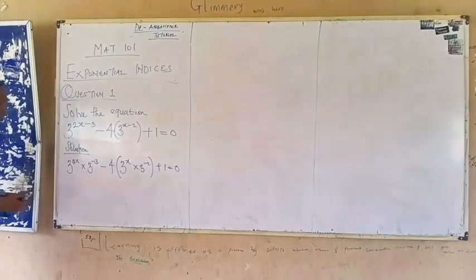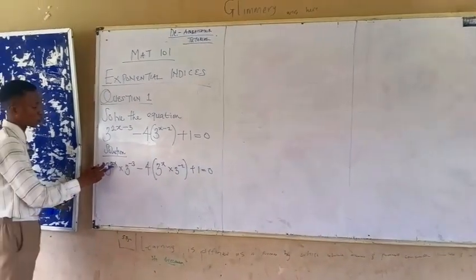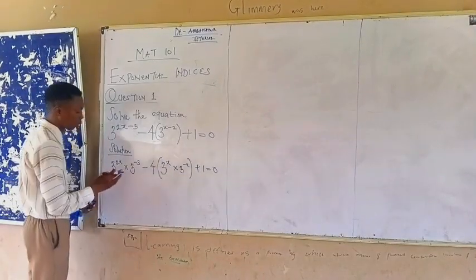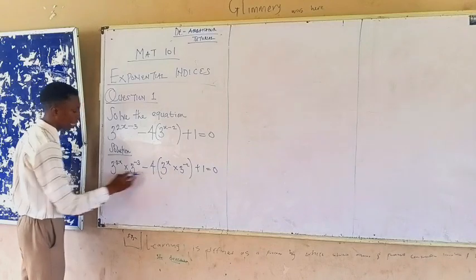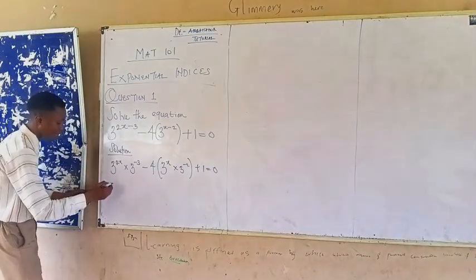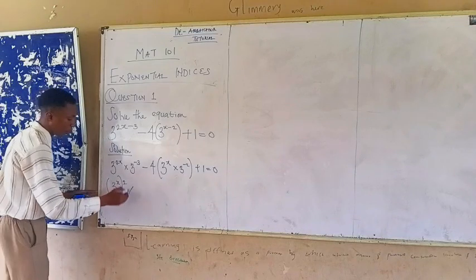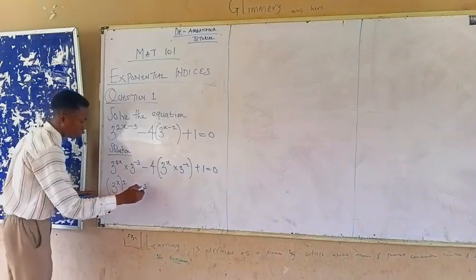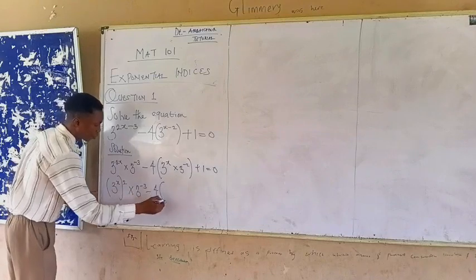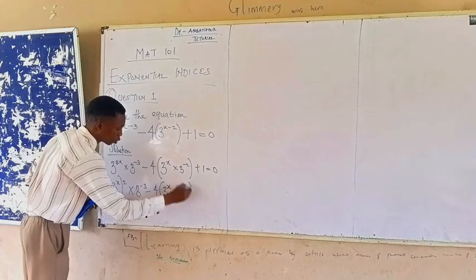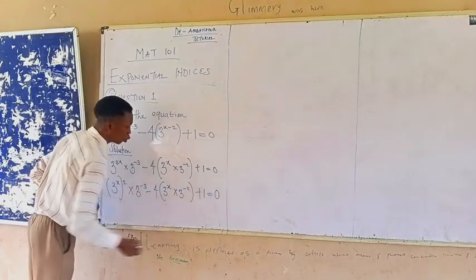Now, what is standing out? We have 3 to the power of 2x and also 3 to the power of x. There's something we can do to make them look alike. I can write it as 3 to the power of x, closing the bracket, squared, multiplied by 3 to the power of minus 3, then minus 4 times 3 to the power of x multiplied by 3 to the power of minus 2, plus 1 equals 0.